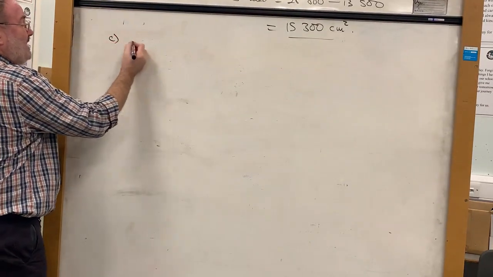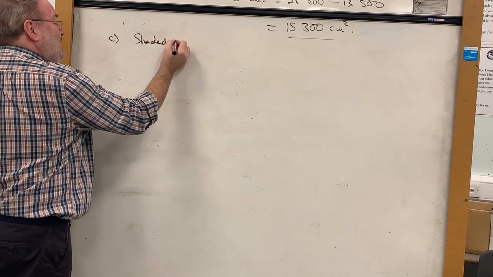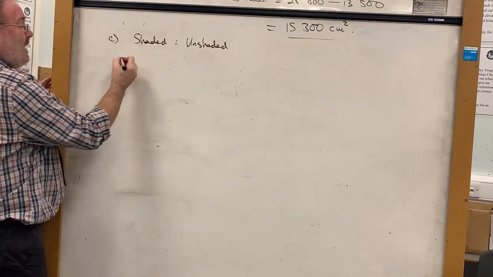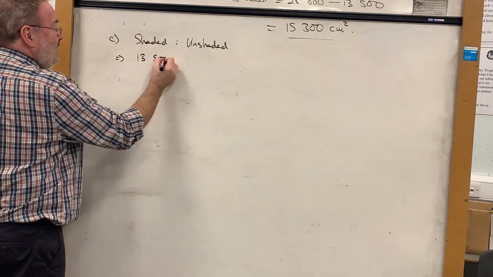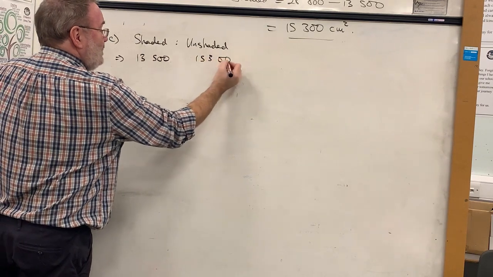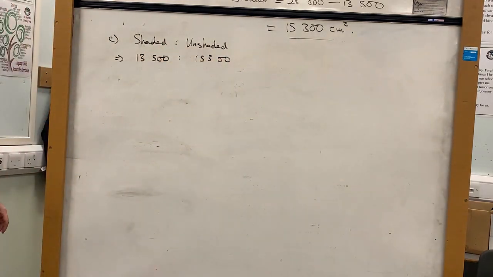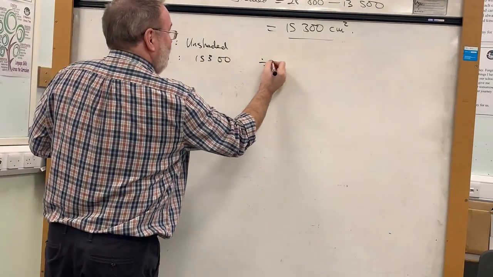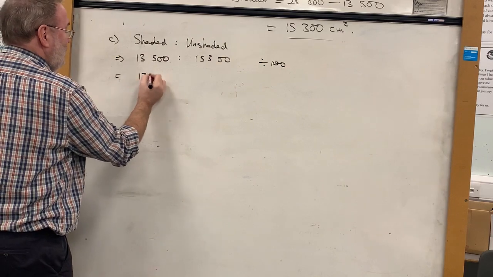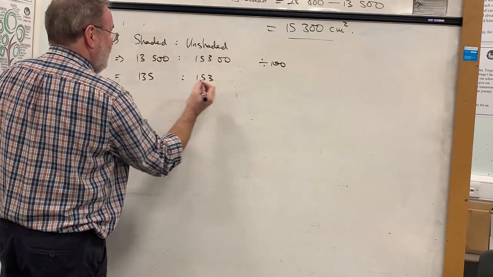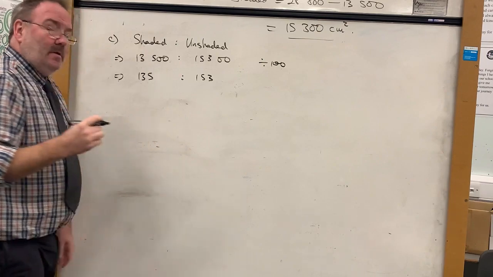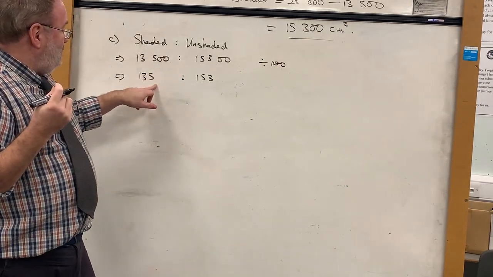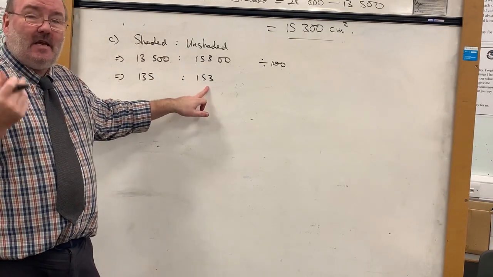But we have to do part C. Now part C is the shaded to unshaded. So that's going to be 13,500 to 15,300. Now you're looking at that thinking, where are we going to go from here? Well, obviously we can divide both of them by 100. So that would take us down to 135 and 153. Now, I don't know if you know this, but if you can't work out what will divide into both of these, there are a couple of tricks you can use.